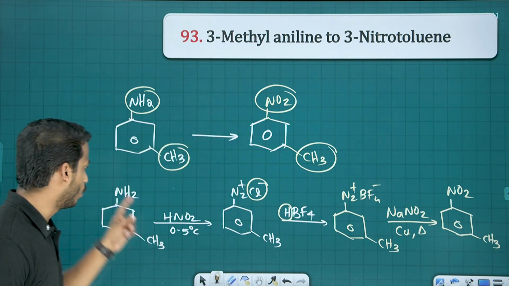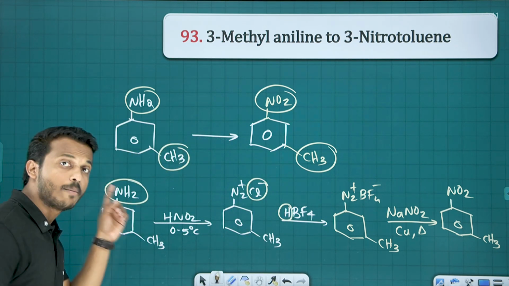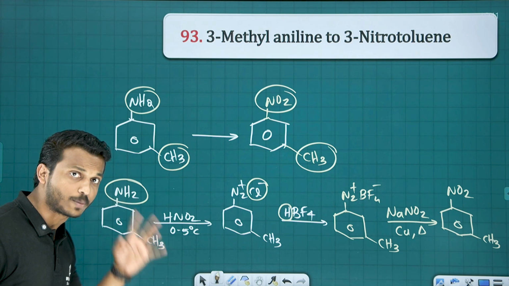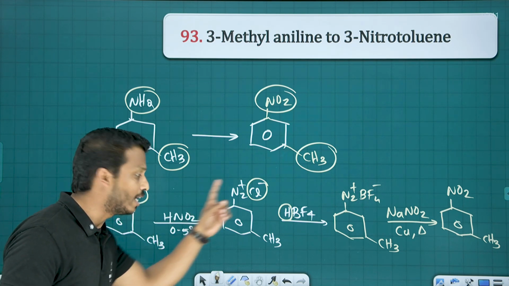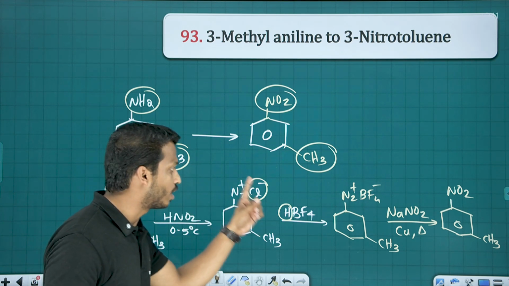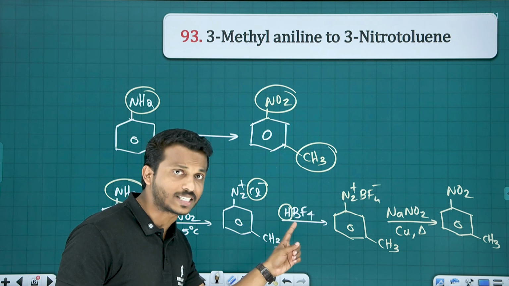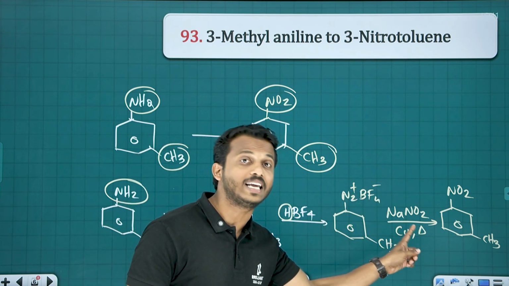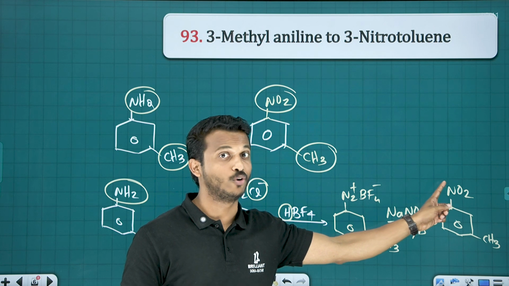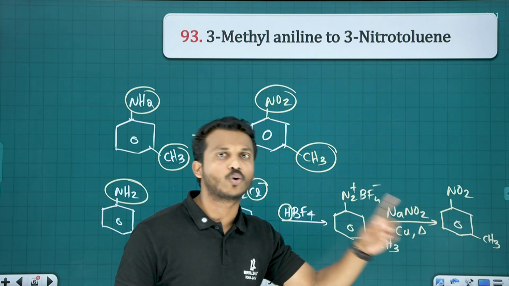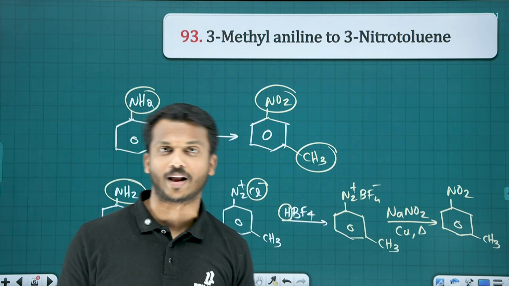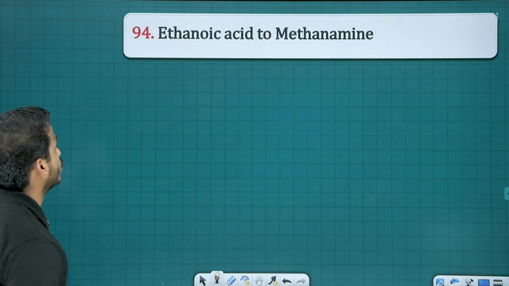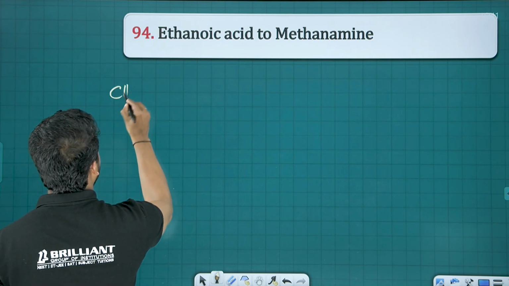So carefully, all of you, if you want to convert an amine into a nitro group, what is the procedure? First do diazotization, then treat the diazonium salt with fluoroboric acid, and you will get this salt. If you directly heat, if only heat is there, you will get fluorobenzene. But if you want the nitro group, add NaNO2 and copper and heat. Ready. Next question, how will you convert ethanoic acid?